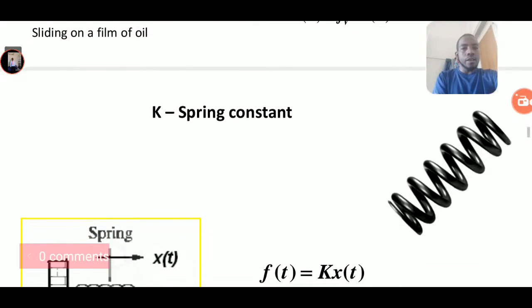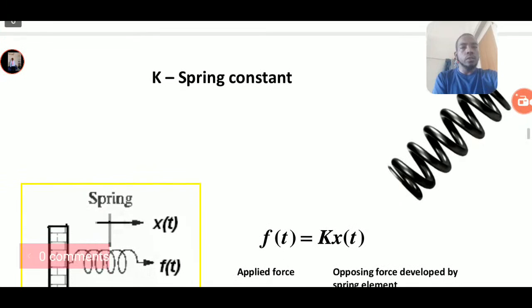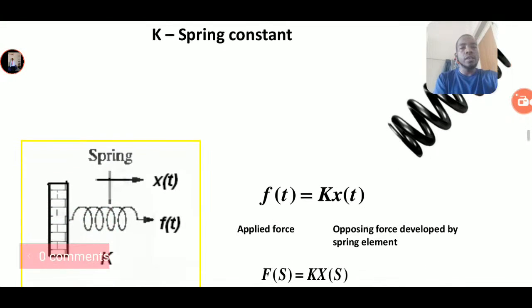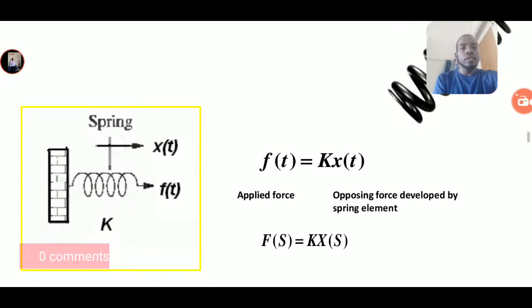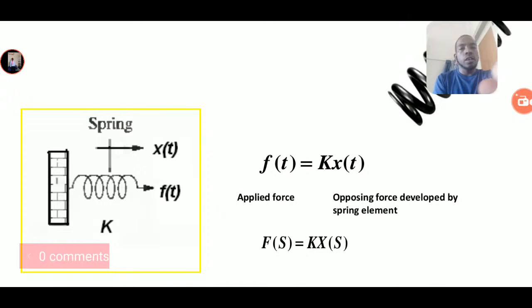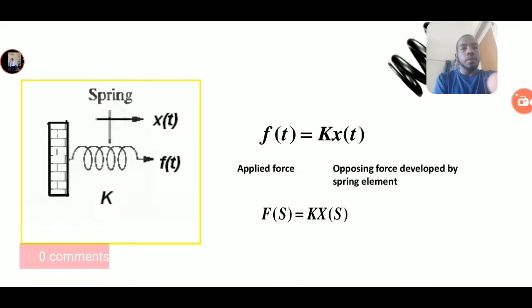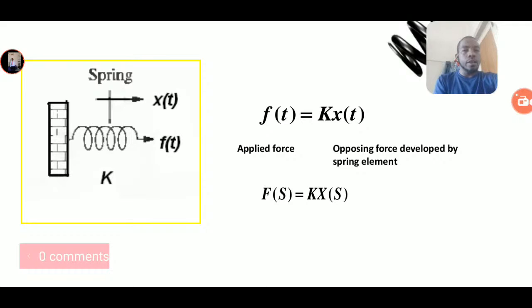Now when we look at the applied force according to K, the spring constant, this is the diagram for that in the time domain. This is the spring, this is f of t, this is the displacement x of t, and this is the applied force. So the equation for this translational mechanical system based on the spring constant is f of t is equal to kx of t. K is nothing but the spring constant.